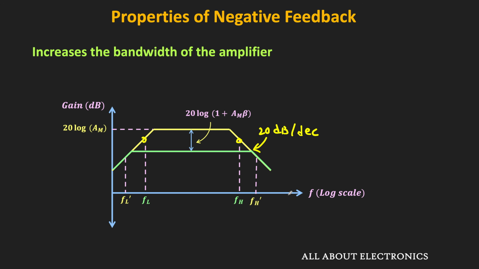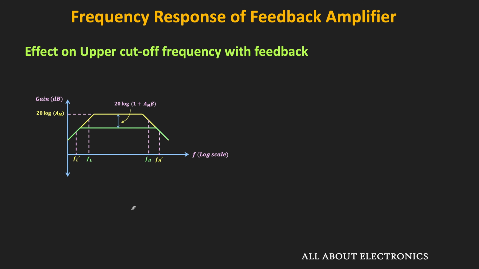So now, this upper cutoff frequency is equal to FH dash, while the lower cutoff frequency is equal to FL dash. So here, this upper cutoff frequency FH dash will increase by the factor of 1 plus A beta. And likewise, this lower cutoff frequency will also reduce by the same factor. That means now, due to the negative feedback, the overall bandwidth of the amplifier will increase. So now mathematically, let us prove how this negative feedback modifies the upper and the lower cutoff frequency of the amplifier. And first, let us see the effect of this negative feedback on the upper cutoff frequency.